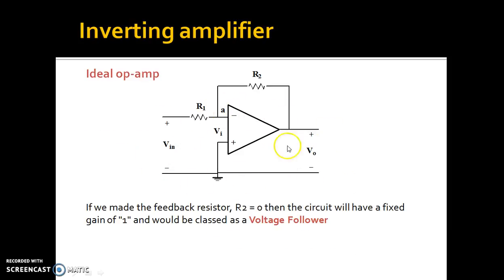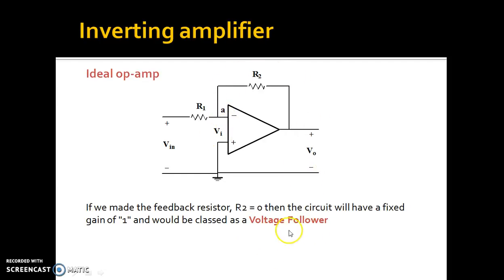This is the most basic circuit of op-amp, the inverting amplifier. Here the voltage at the output terminal will be of the inverted phase with a gain factor of R2/R1. Now if we make R2 equal to 0, then the circuit will have a gain of unity because the feedback will be 100%.